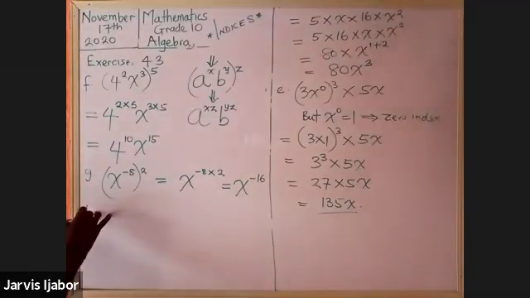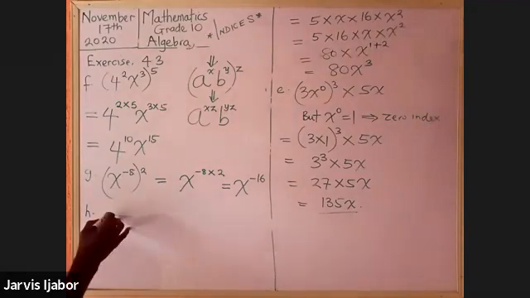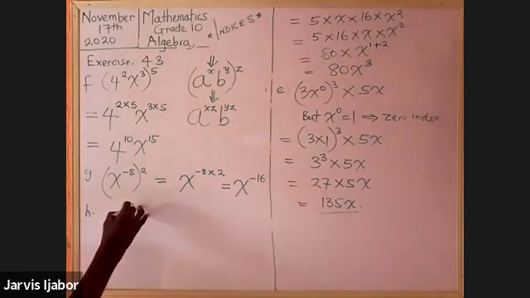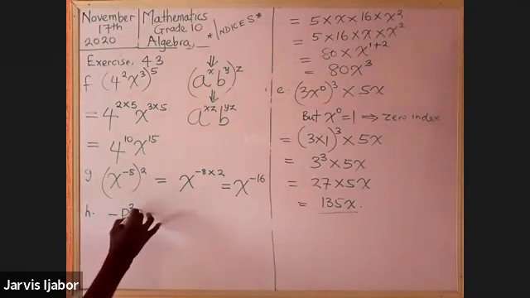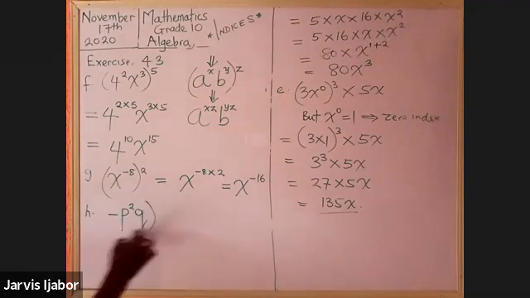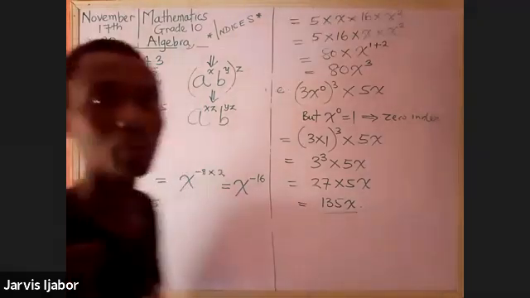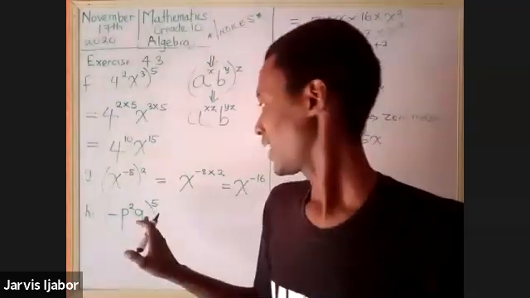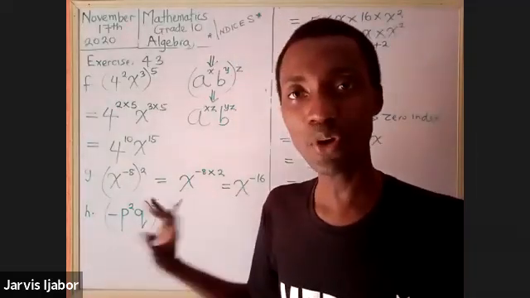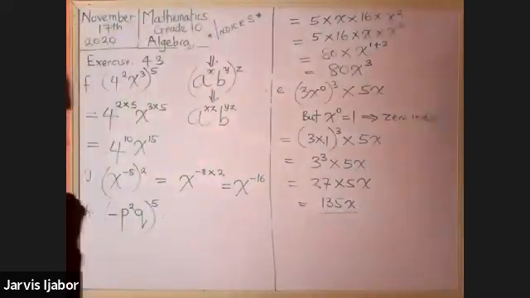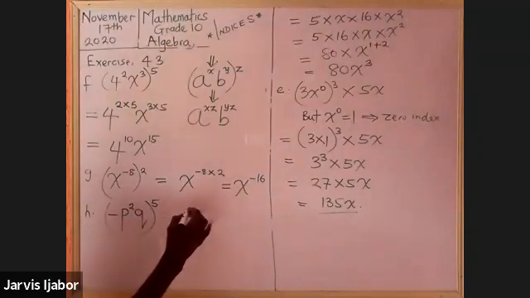So let's go to H. In H, we have negative P squared Q all raised to the power of 5. Here we need a new law. There's a new law that will help us here. And I'm going to write that out very quickly. Now, watch this.